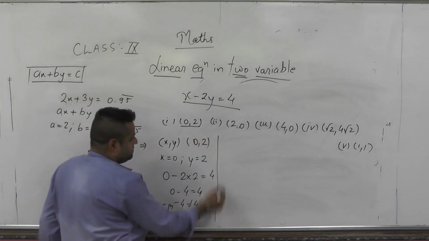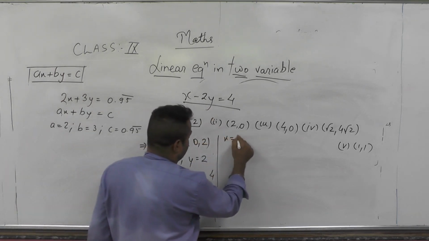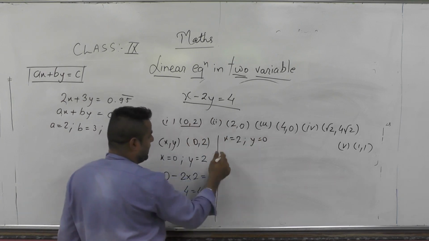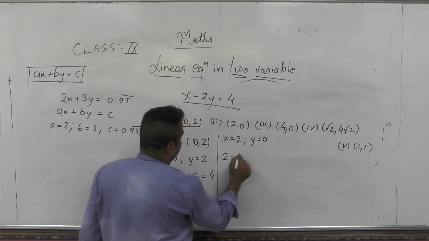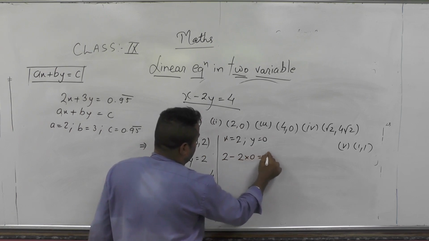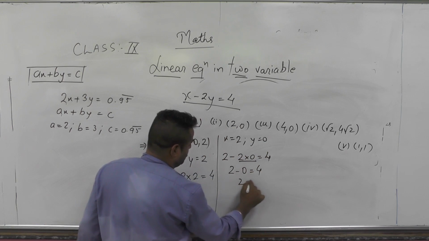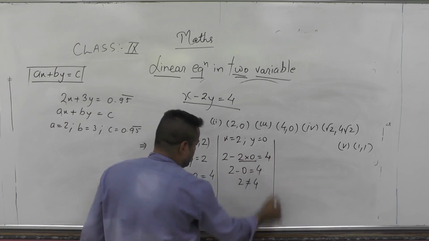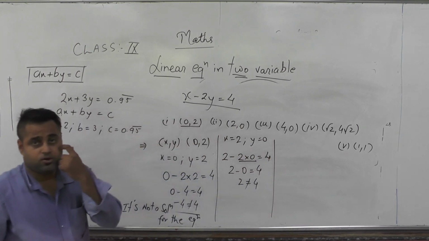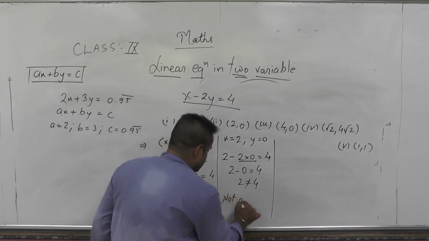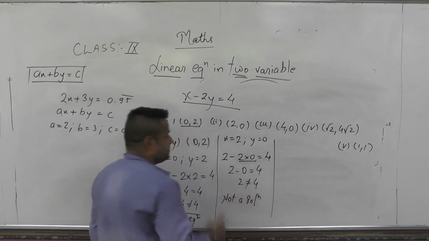The next point is (2, 0). Now we are keeping 2 in the place of x and 0 in the place of y. Our first value is x, second is y. I am keeping 2 minus 2 into 0. Now 2 times 0 is 0, 2 minus 0 is 2, and 2 is not equal to 4. So this is also not a solution for the equation.